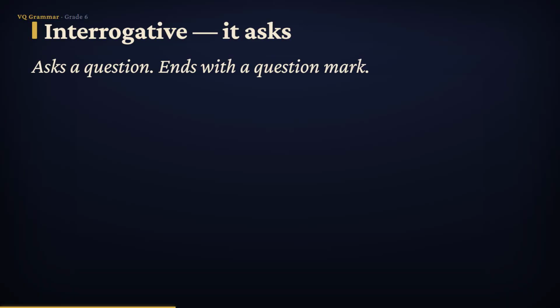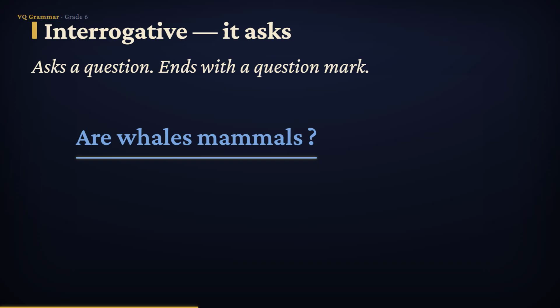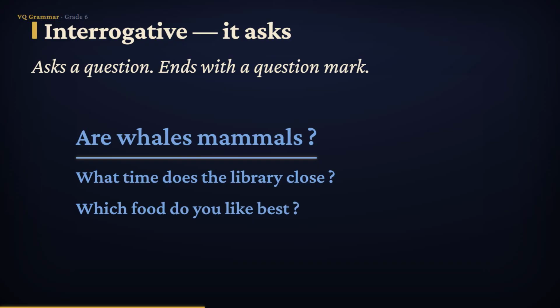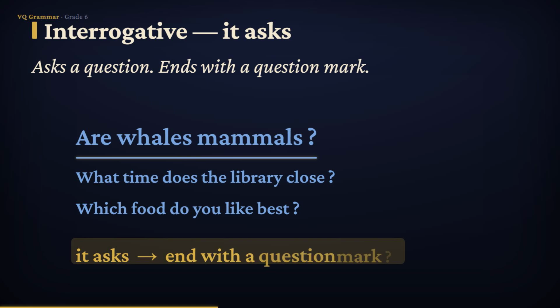Now the interrogative sentence, the one that asks. Interrogative just means asking a question, and instead of a period, it ends with a question mark. Watch how I can take those same ideas and turn each one into a question. Are whales mammals? What time does the library close? Which food do you like best? Each one is now reaching out for an answer, and every single one ends with that curly question mark. If a sentence is asking, it's interrogative.